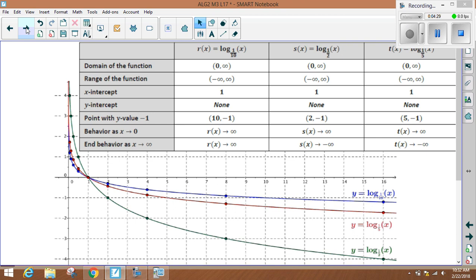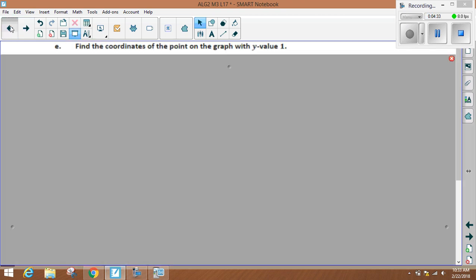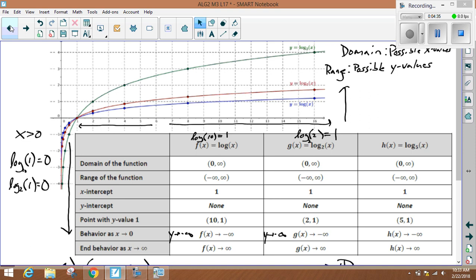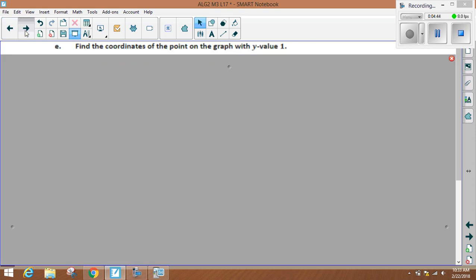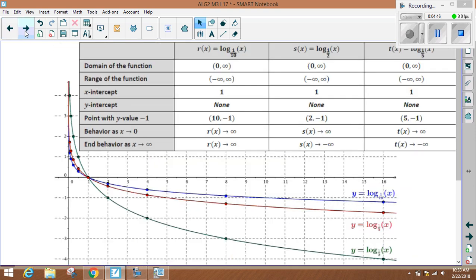So these are our three graphs, and previously we were looking at these three graphs. What type of transformation has occurred here to go from these three graphs to these three graphs? Negative. Think about it. Okay. I like that.